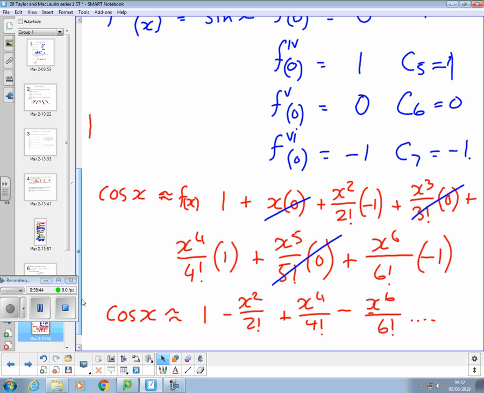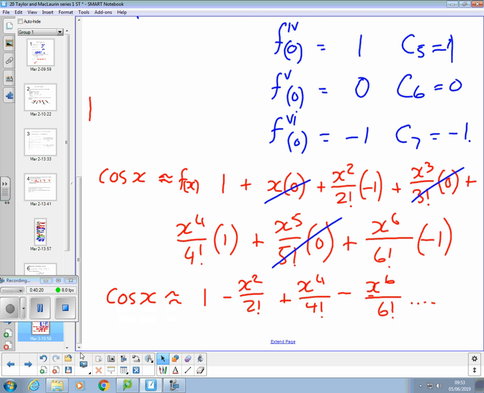So for the cosine, we only got even powers. Why? Because this one is minus 1 times that, so add negative. All the constants are 1, so you don't normally write a constant for 1, do you? But I put them in there so you can see where they come from. And you can see that these ones disappear because they're multiplied by 0. So once you've got the constants, you just plug them in to the Maclaurin series formula.